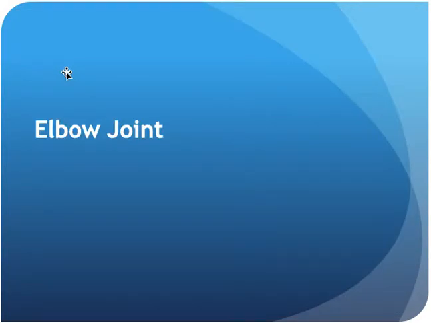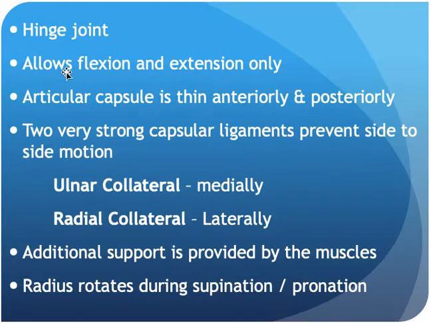So now we get to the elbow joint. This one's pretty simple because our elbow just moves in really one direction. So it's a hinge joint, allows flexion and extension only. We get this articular capsule. It's going to be thin anteriorly and posteriorly.